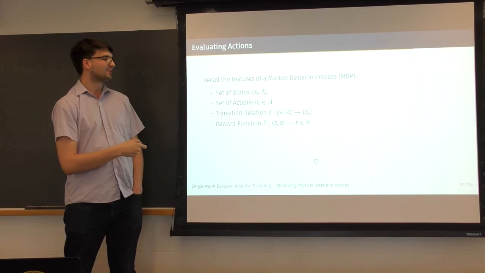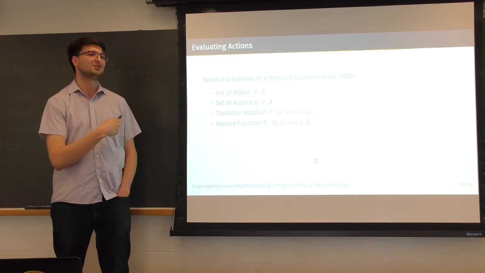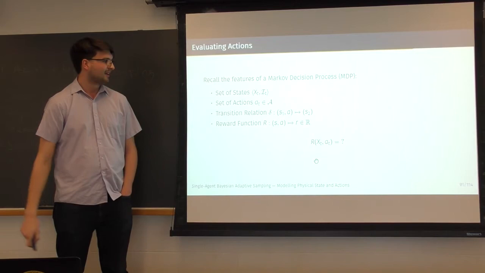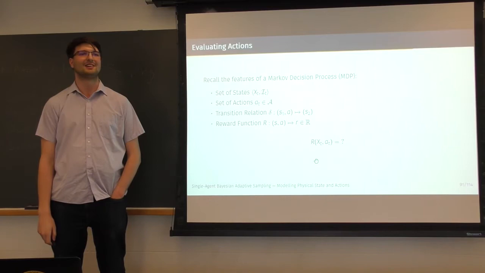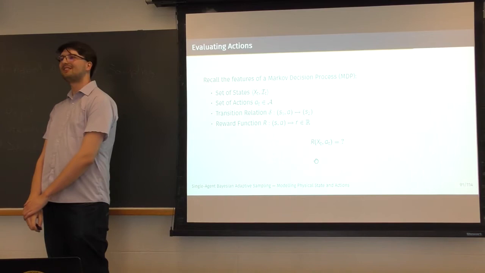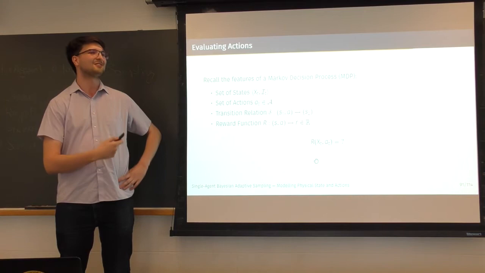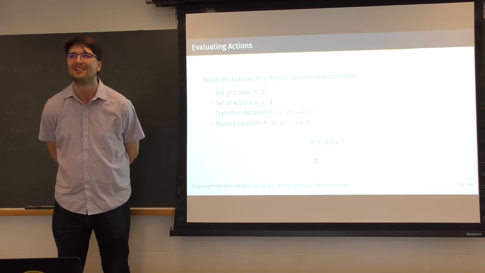So one natural way we might consider developing a policy of choosing where to go next and where to sample next is to define some kind of reward function. Does anyone have any suggestions on what the reward function should be? Or what one could be? Okay, so in keeping with our theme, yes? The maximum sample information from sampling?